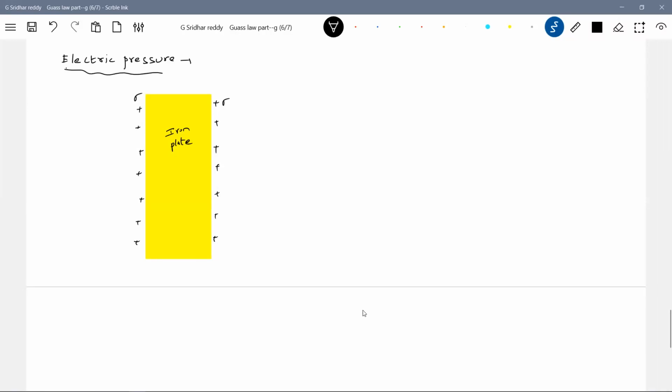So these will be the surfaces, we'll give them names 1, 2, 3, and 4. Am I right? The field will be here like this, no? Hope you can recollect. What about the magnitude? E1, E2, E3, E4 should be equal to sigma by 2 epsilon.